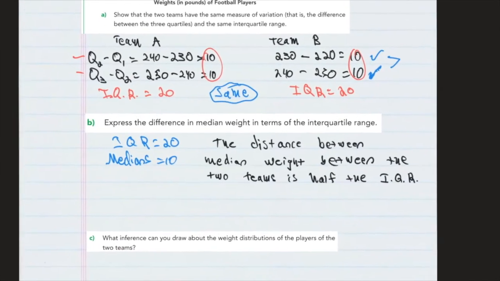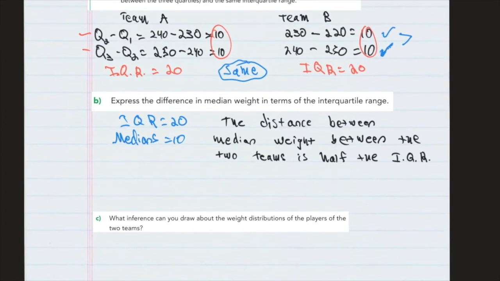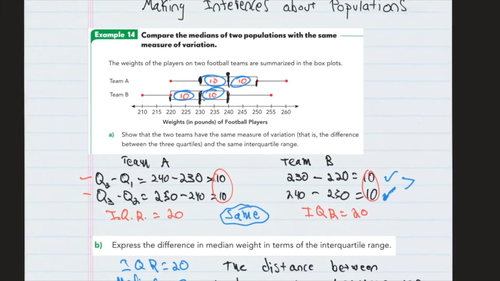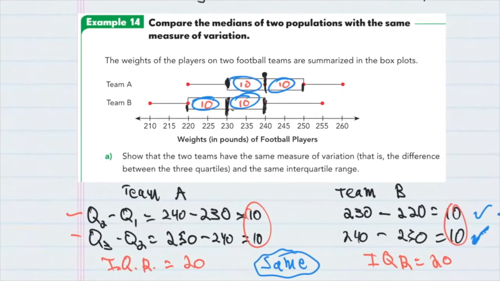Now, part C says, what inference can you draw about the weight distributions of the players of the two teams? There's going to be a lot of variations in answers here, but let's go back and take a look at the data. And let me just do a little bit of erasing.